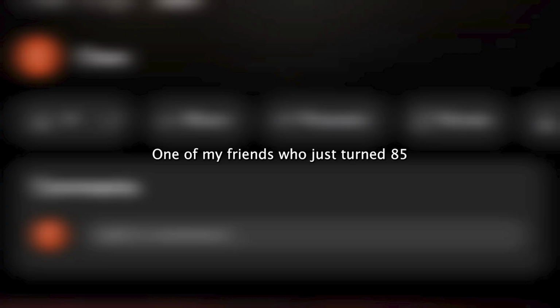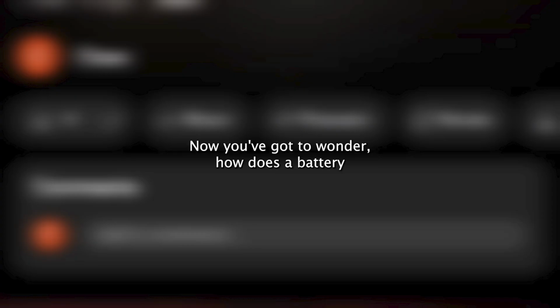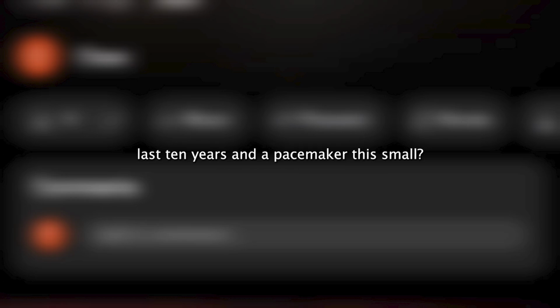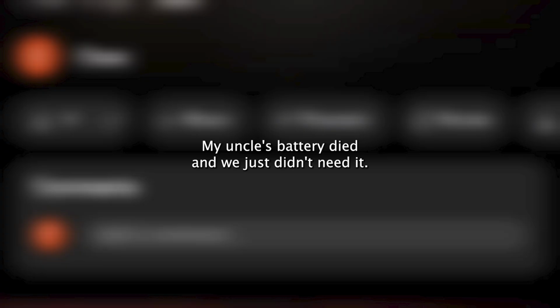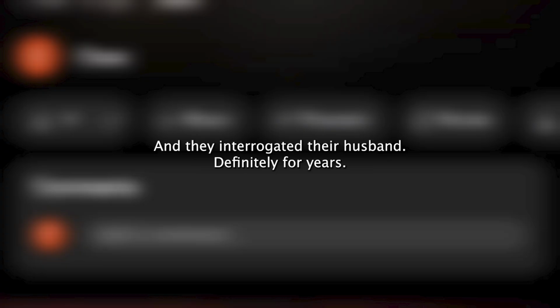One of my friends, he just turned 85, and he had his pacemaker replaced today. And he's had it for 10 years. Now you got to wonder, how does a battery last 10 years in a pacemaker this small? It's amazing. My uncle's battery died, and he just didn't need it anymore. He realized it had been dead when they interrogated it. They realized it had been dead for like 4 years. And that's when they just told him he doesn't need it anymore. Oh, wow. That's so weird. That's good. Is that normal?